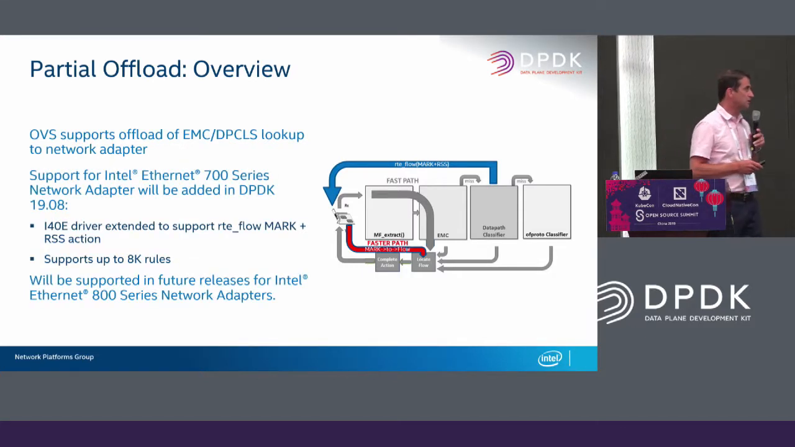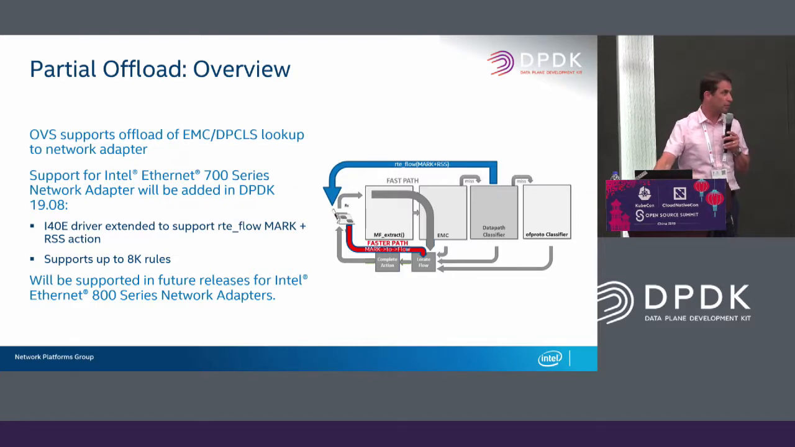This is supported or will be supported in DPDK 19.08 for the Intel Ethernet 700 series. That's the Fortville network adapters. It will be supported in a future release for the 800 series, that's the Columbiaville series. I don't know exactly what release that will be in yet.